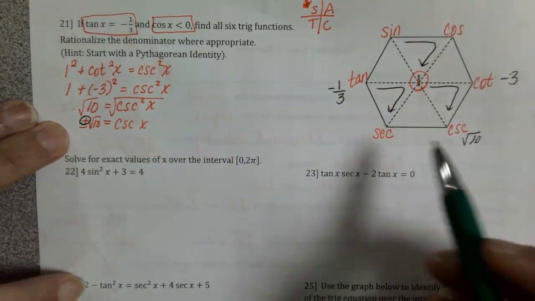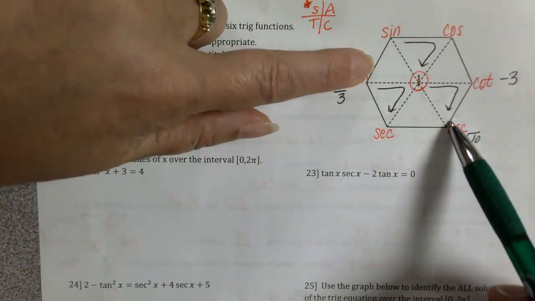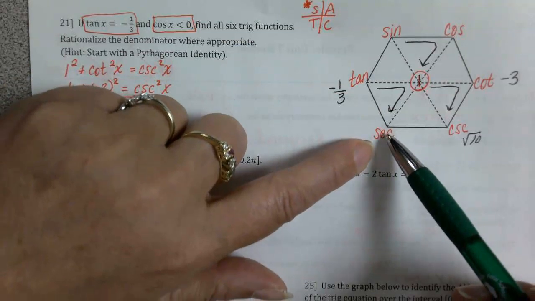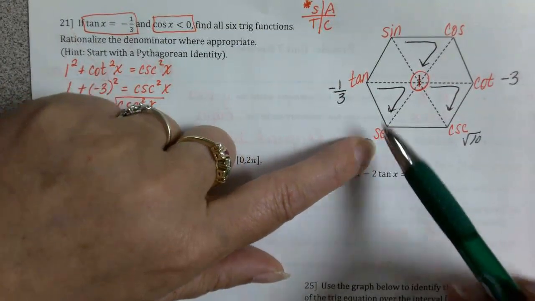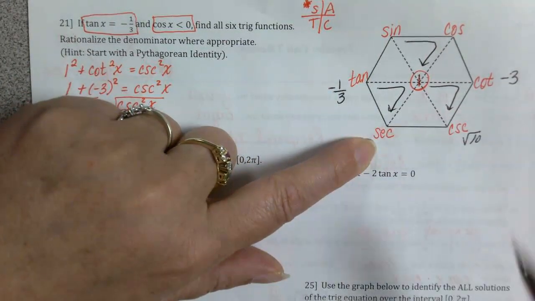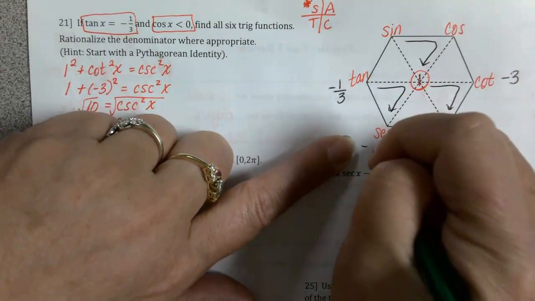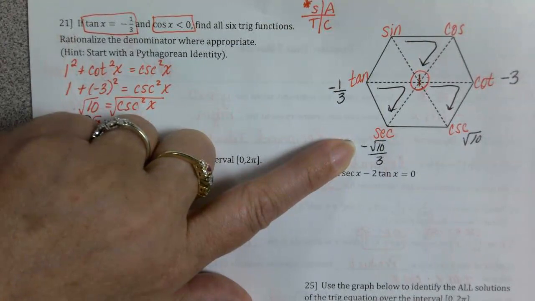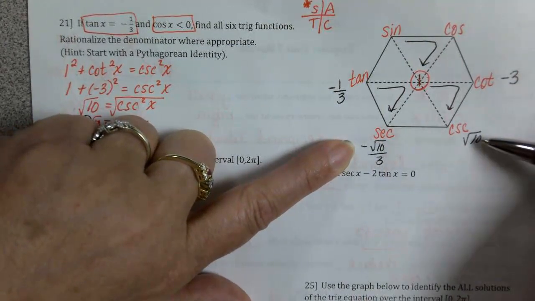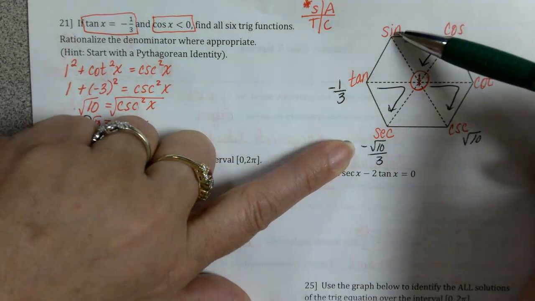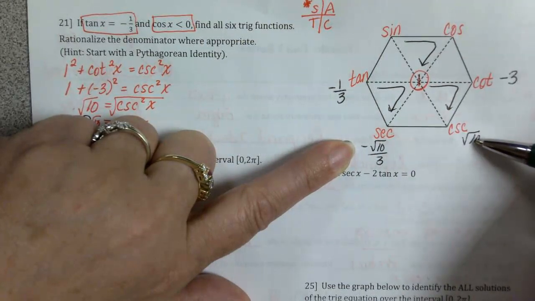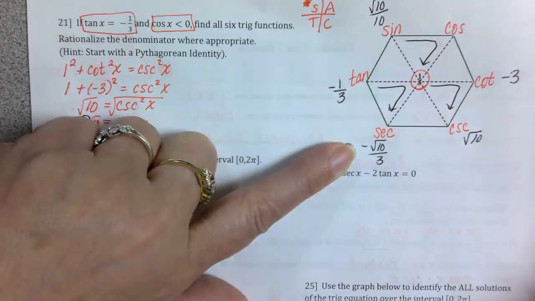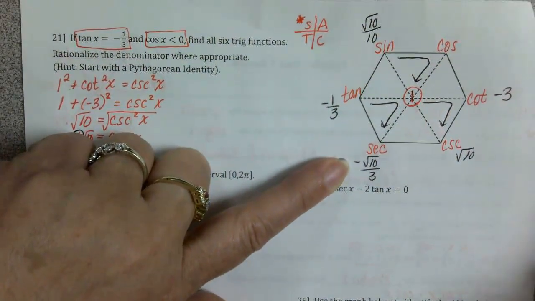Okay, then to find the secant, since tangent and cosecant make a hinge, they're a product and they total secant in the middle. So we multiply negative 1/3 times the square root of 10 to get negative square root of 10 over 3. Then if we do our reciprocal of cosecant to get sine, the reciprocal of the square root of 10 is square root of 10 over 10 when we rationalize that denominator.